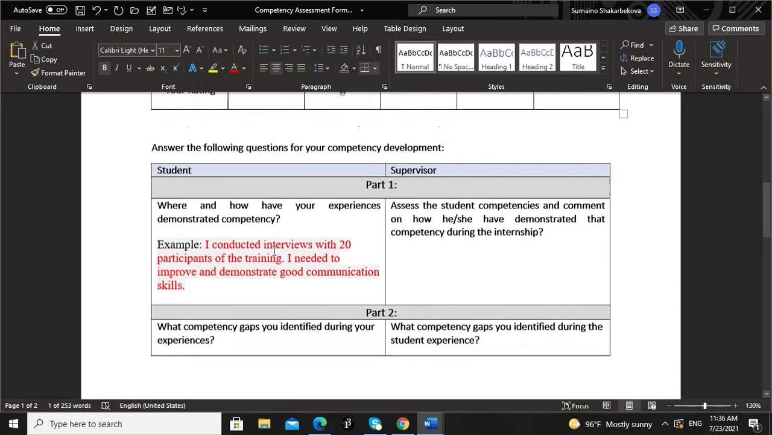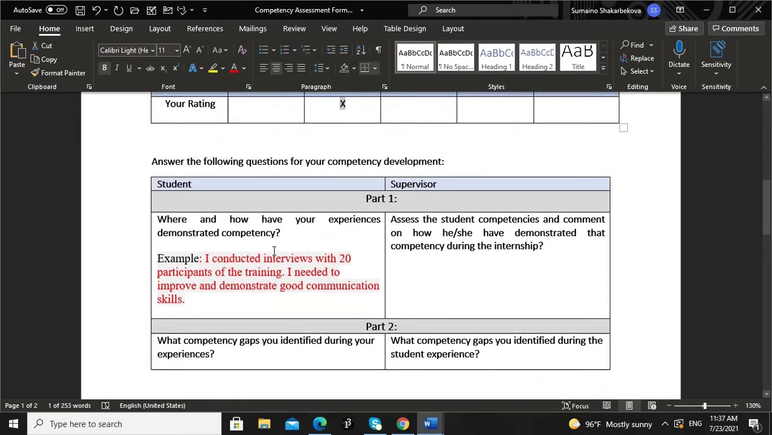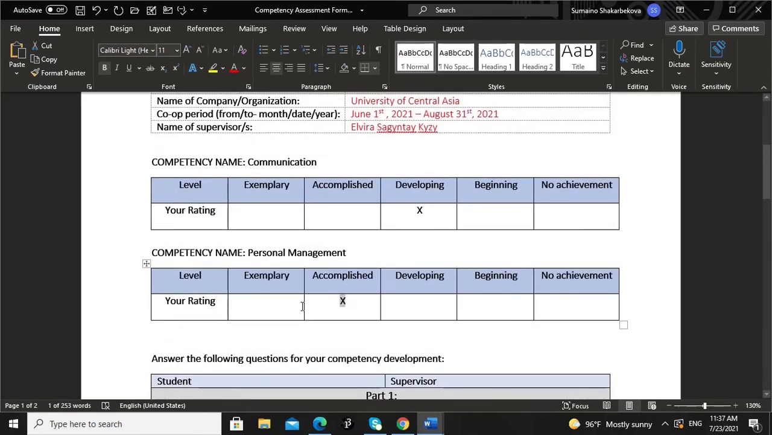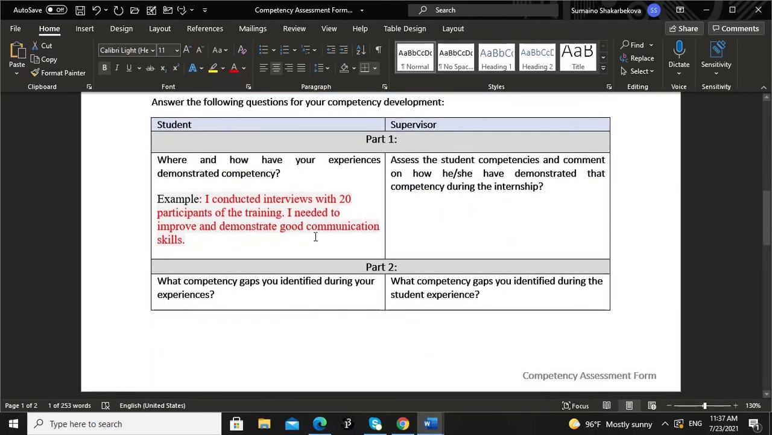So basically, what does this question mean? It means that you bring examples of your experiences where you have demonstrated your competency skills. The competency skills that you will name here, you will bring experience examples. You will bring practical examples where you demonstrated that particular competency skill.